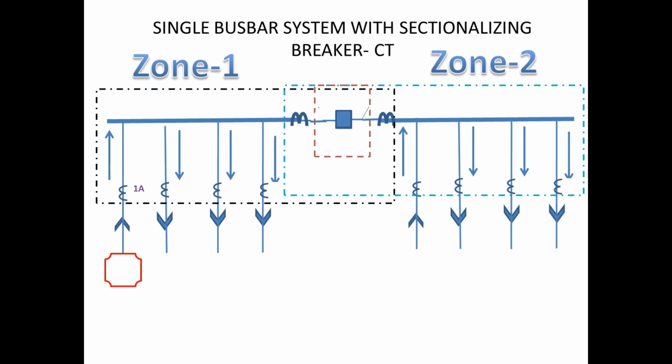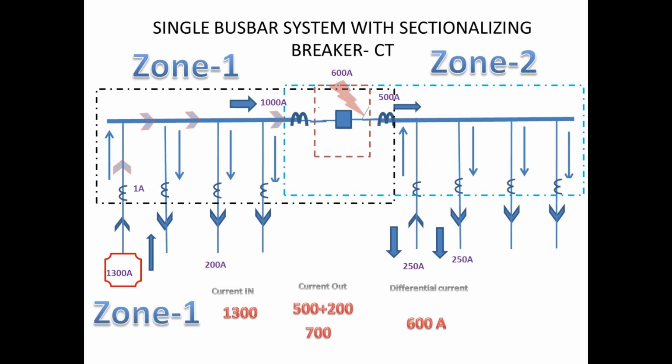For that, the bus coupler CT on the zone 2 side has to be selected for zone 1, and the zone 1 side CT has to be selected for zone 2. Now we see the same fault condition. For zone 1, the current in is 1300 amps but the current out is only 700 amps. So we get a differential current of 600 amps in primary.